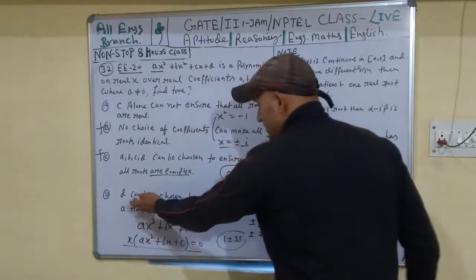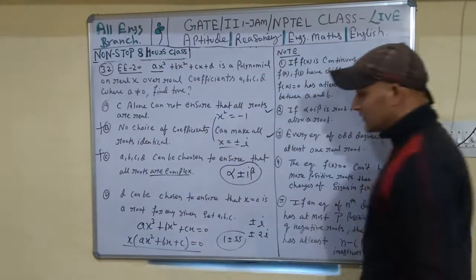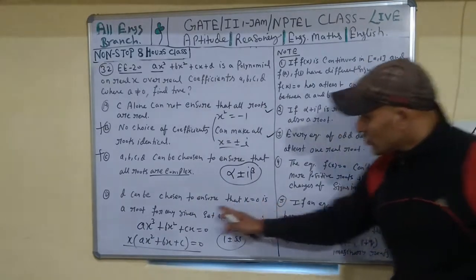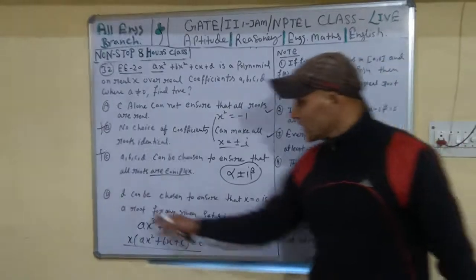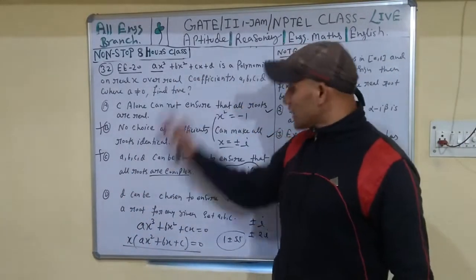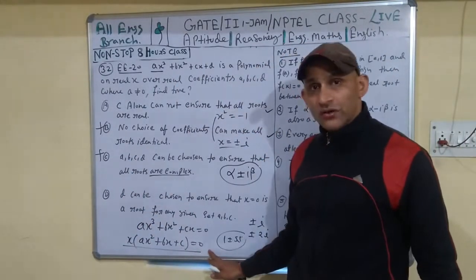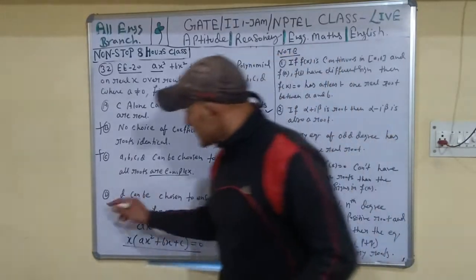So it is written that D can be chosen to ensure that x equals 0 is a root for any given set A, B, C. Yes, no problem. If you write D equal to 0, then you get x equals 0 as a root. So there is no problem. So this answer is correct.